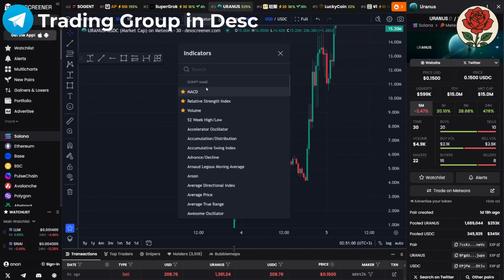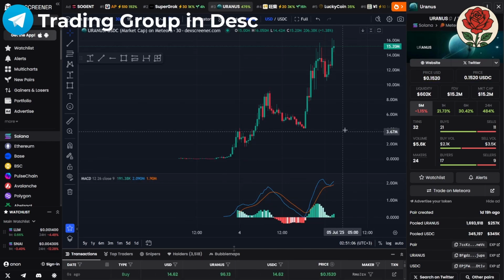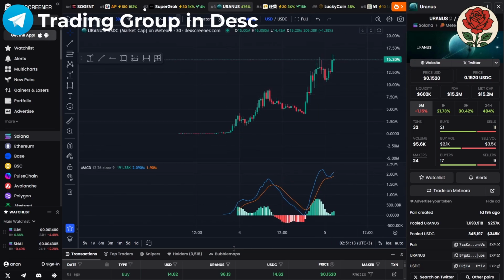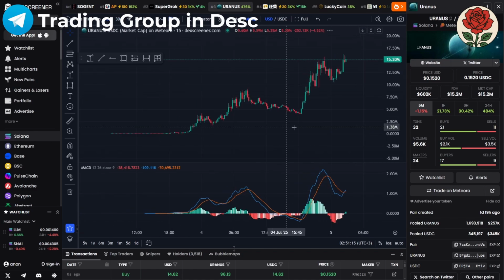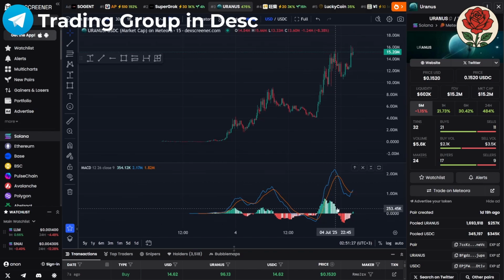The MACD indicator, again, just write in MACD right here. I favorited it, and boom. Now this might be a little bit simpler, maybe for beginners. As we can see here, there are two lines. You don't need to worry about these volume bars here. They basically just show the token's overall volume, buys and sells.